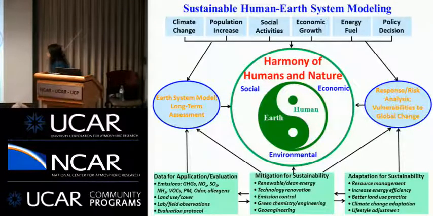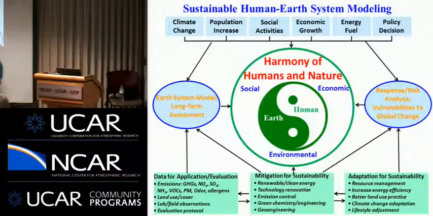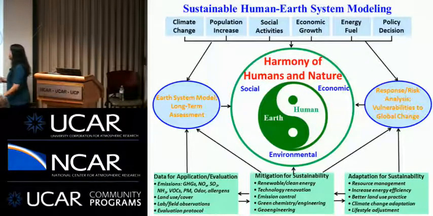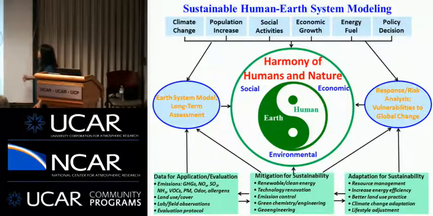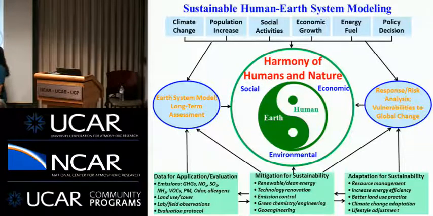Finally, what I envision for the next several decades, the grand challenge, is how can we develop a most comprehensive integrated system model, and attain and maintain the harmony and balance between the human and the nature, by considering all potential stresses, including climate change, population increase, social activity, economic growth, energy, fuel, and policy decision. In particular, we have to consider three pillars here for sustainability, including social, economy, and environment changes. So this will be the grand challenge I envision for the next several decades to come.